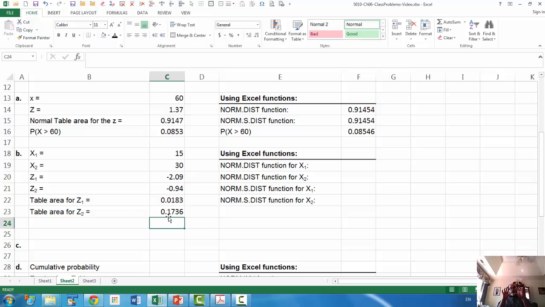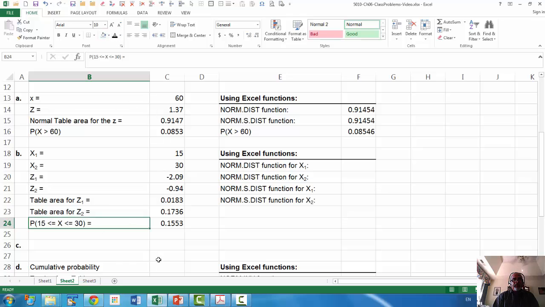Okay, now they both are cumulative probabilities. So what we want is what is in between. So we take the difference between the two, and that will give us the probability that X is between 15 and 30.